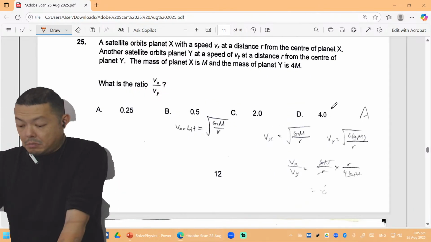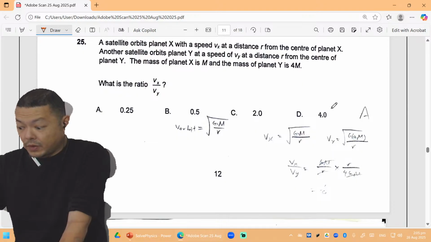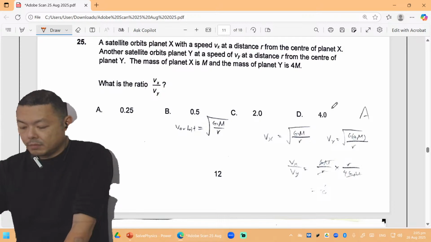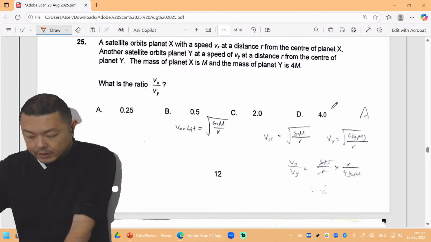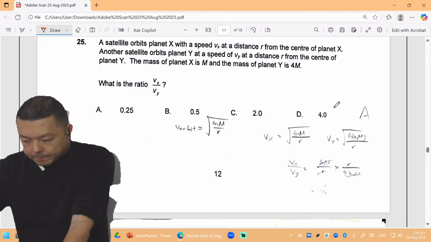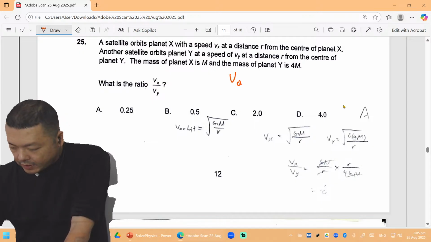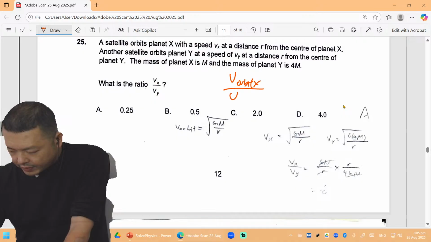25. A satellite orbits planet X with radius r from the center of the planet, and another orbits planet Y with the same radius from the center. The mass of planet X is M. It's just the orbital equation, right? GM over r. Do they have the same r? They have the same r. So basically, we're just comparing v orbit of X over v orbit of Y.